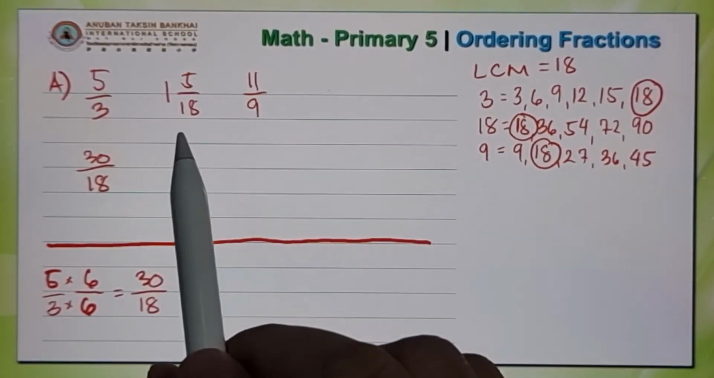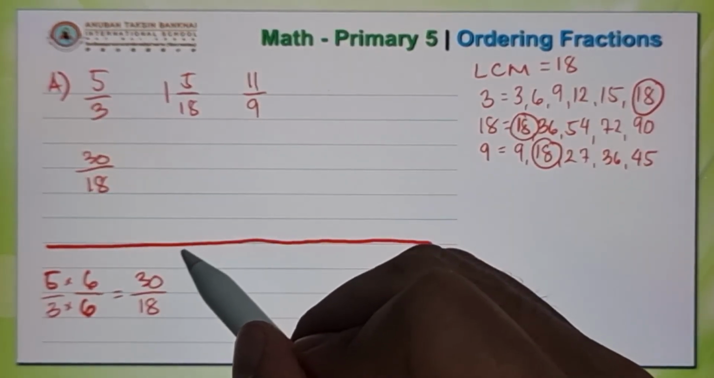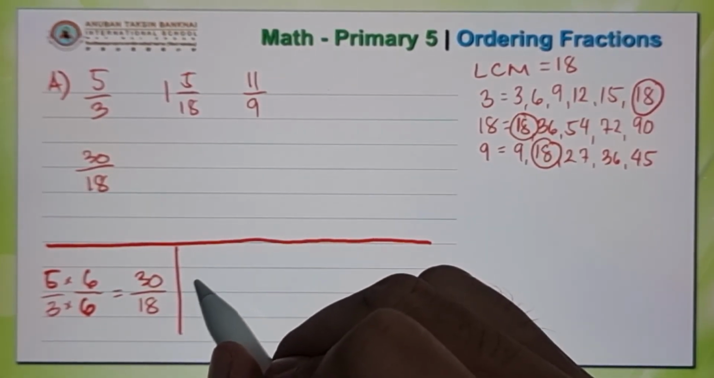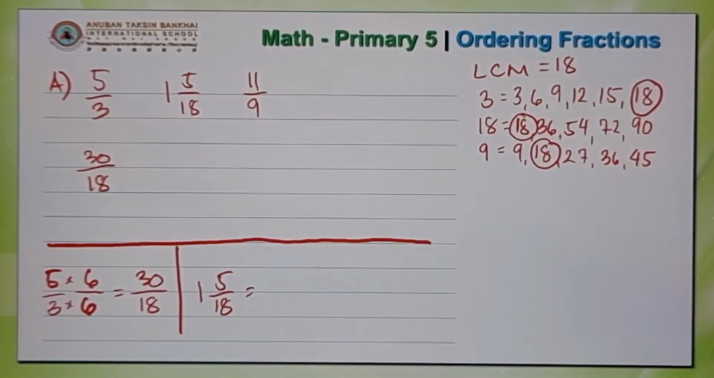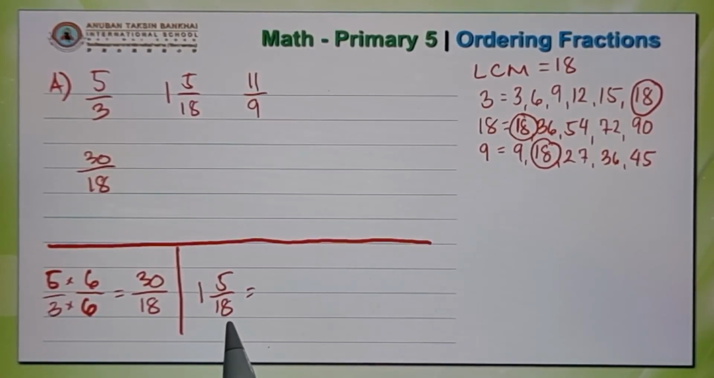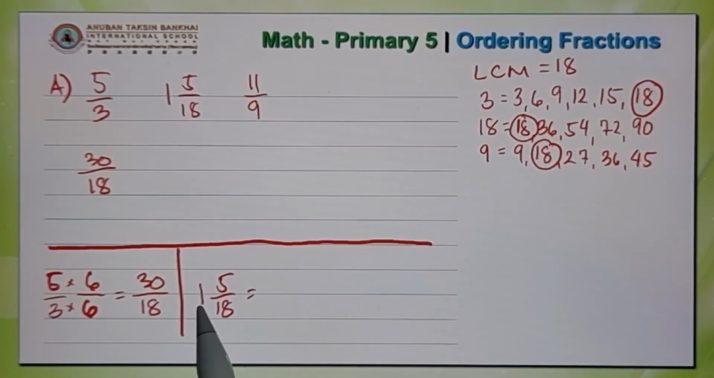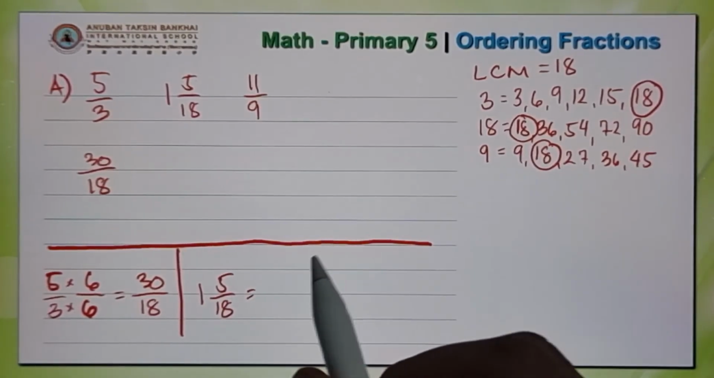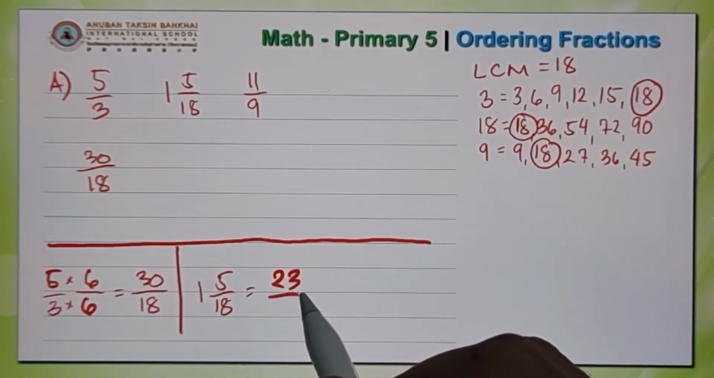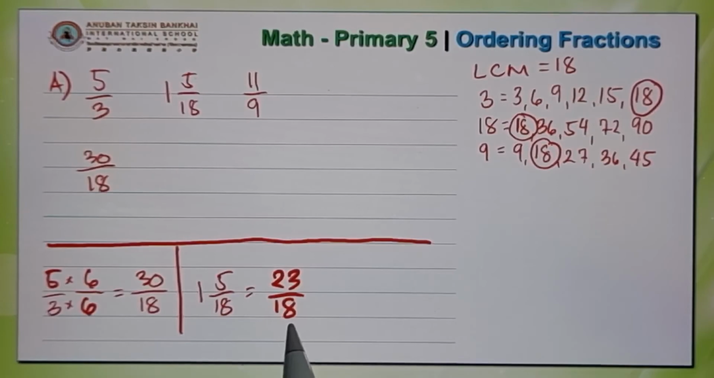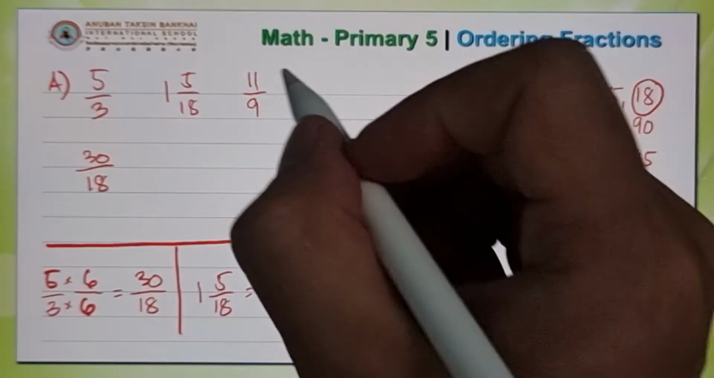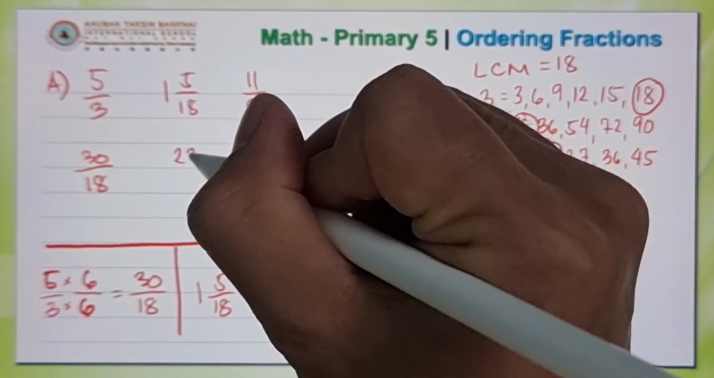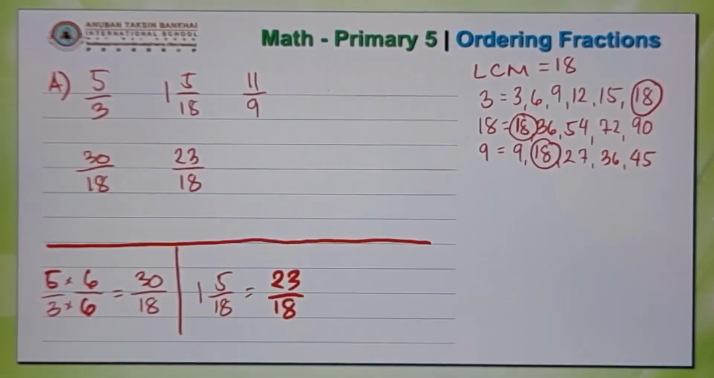Next, oh, this is a mixed number. So we have 1 and 5 over 18. So let's change this to improper fraction. So 18 times 1, we have 18. Plus 5, we have 23 over 18. Since our denominator is already 18, we don't need to change. We'll just write this 23 over 18.